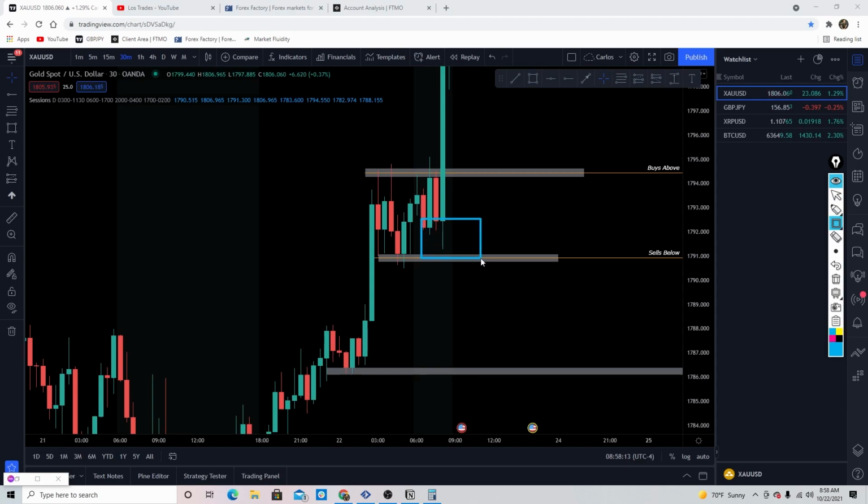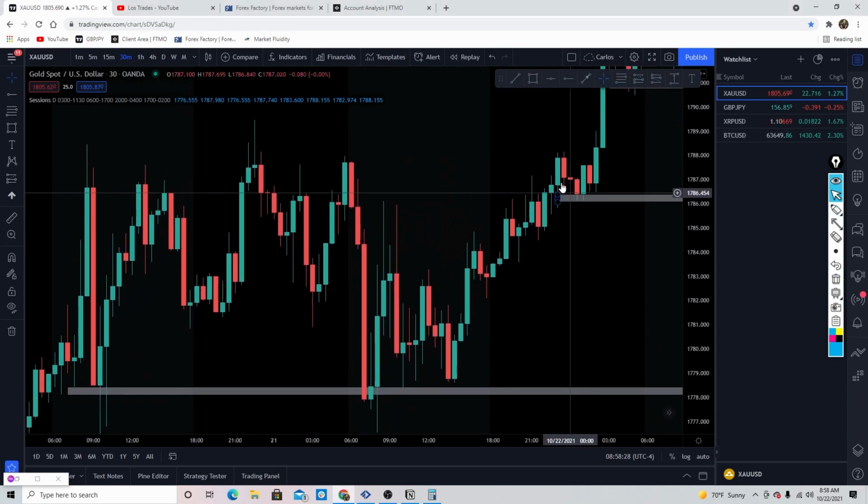Right? So we talked about this liquidity wick, right? It broke all these lows, grabbed all this liquidity for it to what? Continue going up, right? Continue going up. Now let's look at what happened yesterday.